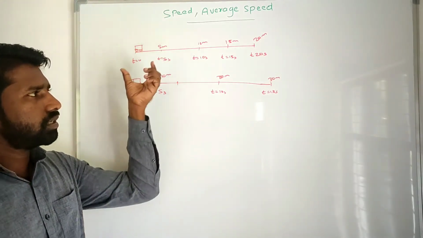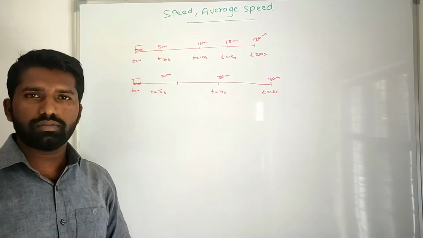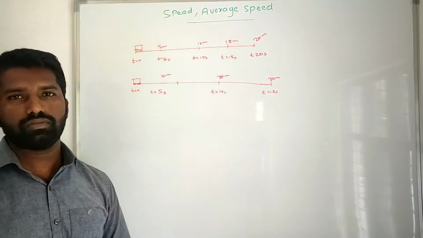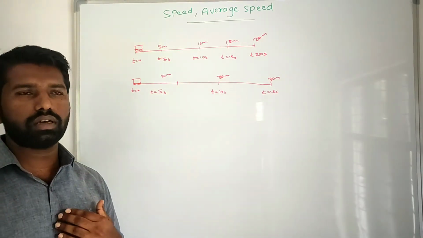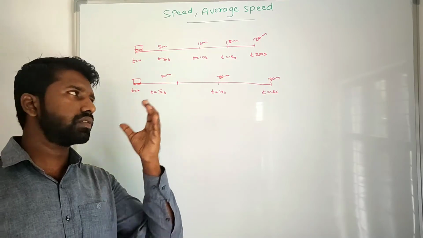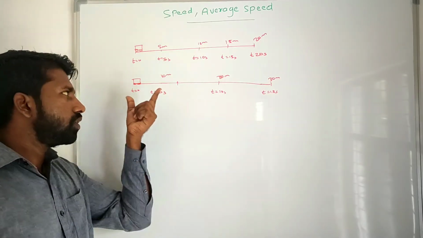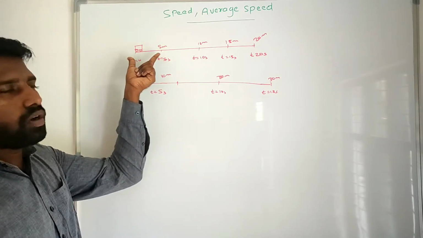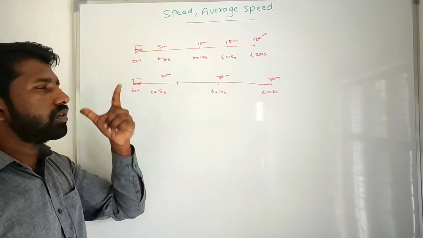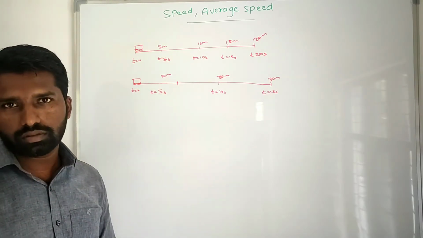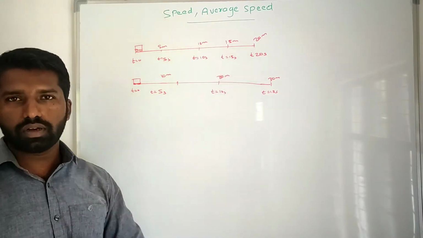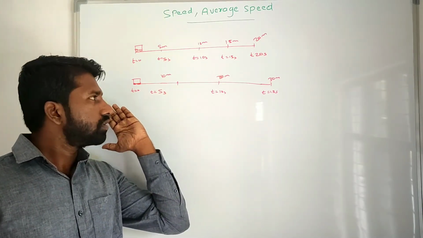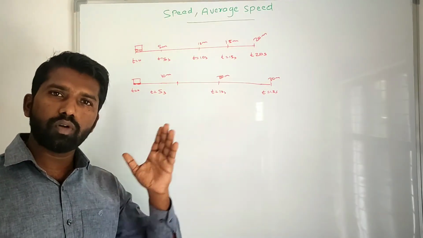So I can say that the second body travels faster than the first body. How can I say that? Because in 5 seconds, the first body travels only 5 meters, but the second body travels 10 meters. So more distance traveled, so I can say that this second body travels faster.